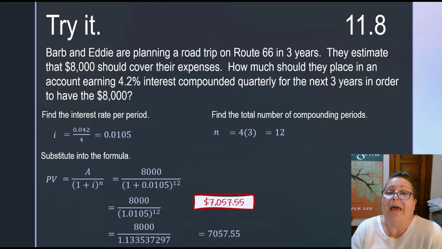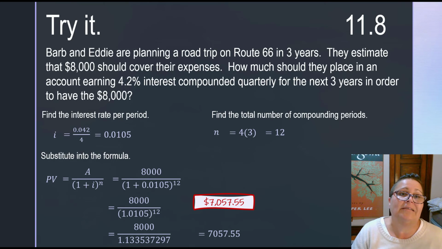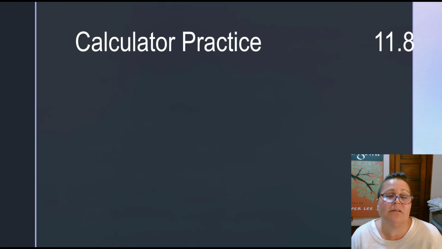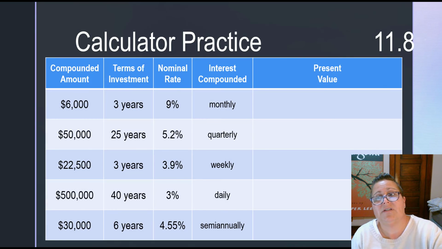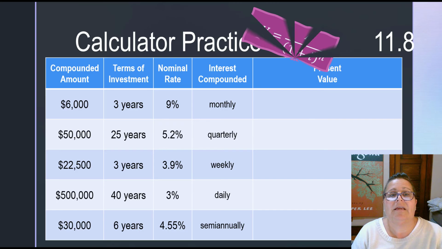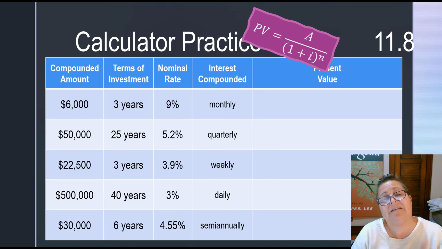In order to be impactful, your savings needs time and a higher interest rate. So the difference between 3 years and 15 years is quite a bit of interest. As I have with the last 2 sections, I also have a slide here with just some calculator practice. The formula, again, is present value is equal to A divided by 1 plus i to the n.